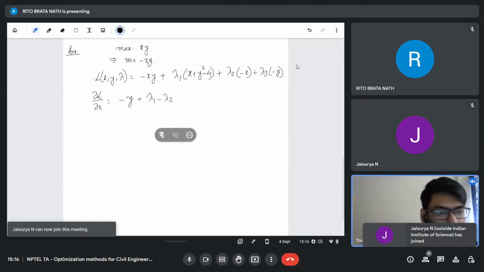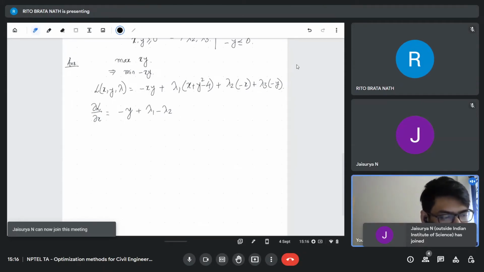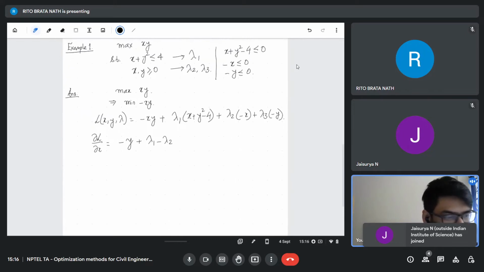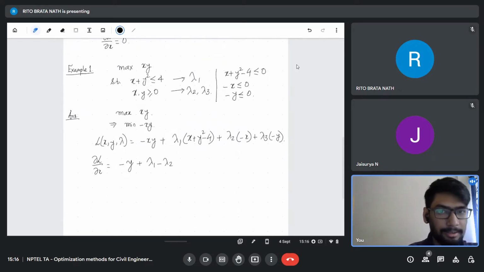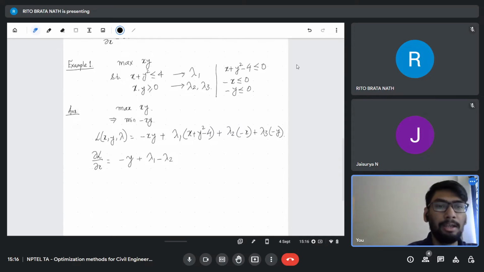Hi Jayasuriya. So I was solving one optimization problem, constraint optimization with inequality constraints. So this is the problem setup that I have, max of xy subject to x plus y square less than or equal to 4 and xy greater than or equal to 0. So I was solving it using the Lagrangian multiplier method. Whenever you have such problems, this max problem needs to be converted into the standard form of a minimization problem. So that's what exactly I've done. I've made it min of minus xy.